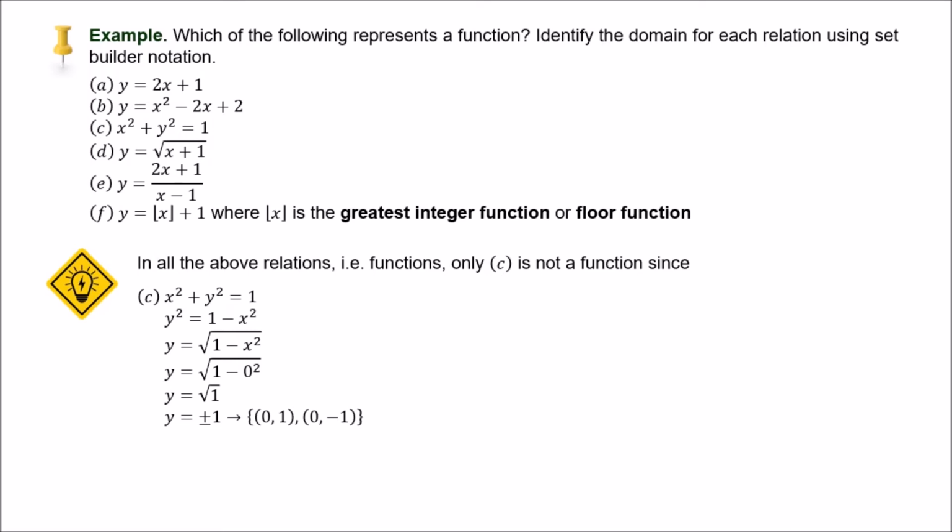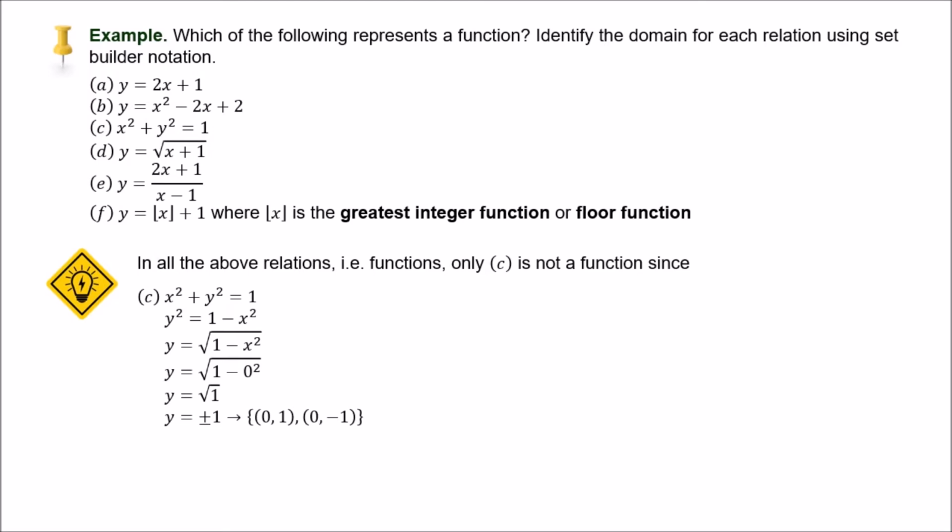Extracting the root should give us y equals positive or negative 1, which implies that the set of the range y includes the ordered pairs (0, 1) and (0, negative 1), which have the same x value. Therefore, this disqualifies C as a function based on the definition.